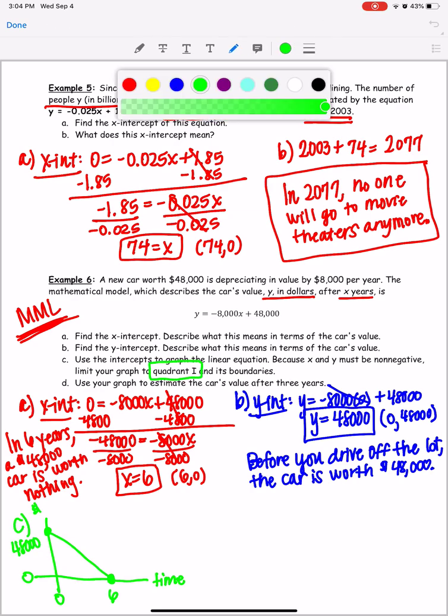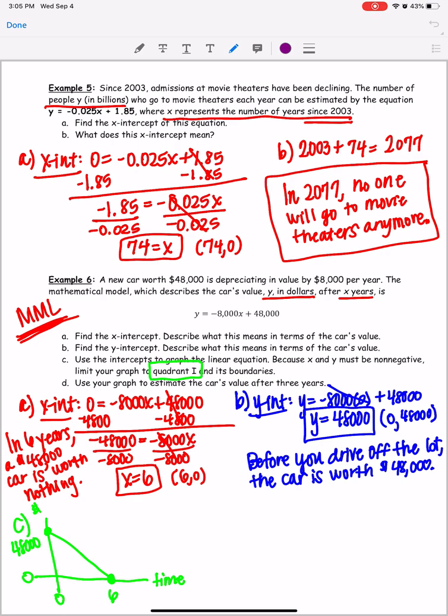So then part D says use the graph to estimate the car's value after 3 years. Okay, so you can use this. You know, year 3 is somewhere here. So what's that worth? Your graph on MyMathLab is just as bad as this one here, so the graph doesn't help you. Just use your equation and plug in. If we're after 3 years, years is x, that means my x here is 3. So just plug in 3 for x.